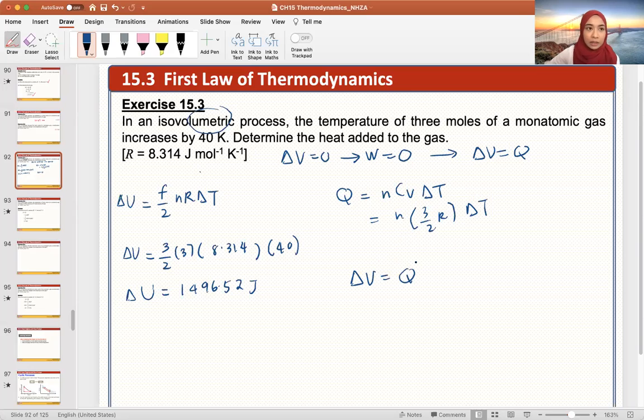But if I may suggest, Afrina, start with tengok thermal process, finding out what is the constant here. Constant is delta V equals to 0. And then if delta V equals to 0, what else becomes 0? You start with this process first so that you know what you are doing. Okay, so that is my suggestion. Okay, next one.